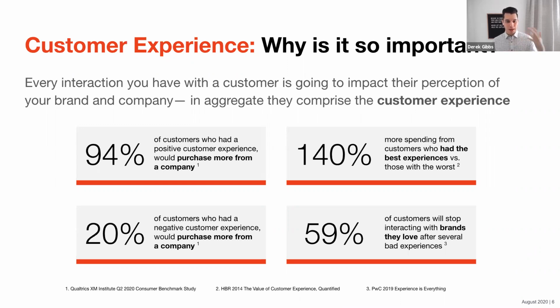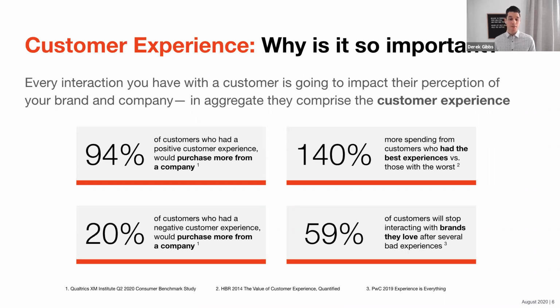But there's a payback to you as well, in the sense that customers who rate their experiences very highly are going to purchase more from those companies. They're going to spend more at those companies, and they're going to talk about that experience to their friends and family, which is going to drive a lot of natural word of mouth and customer acquisition, right?